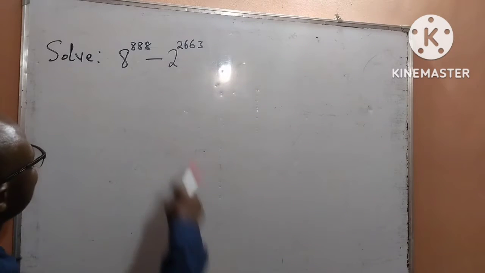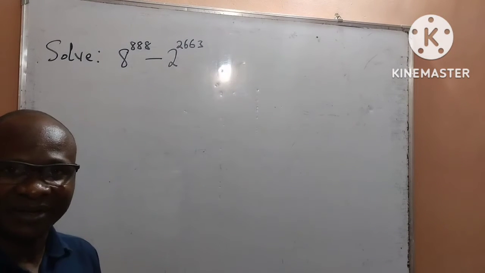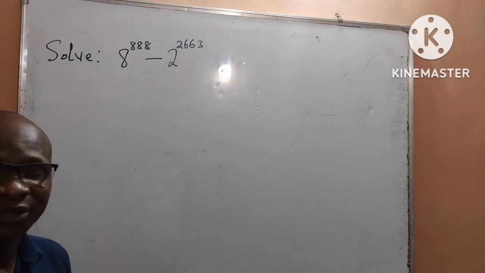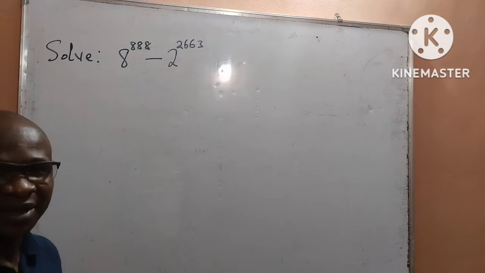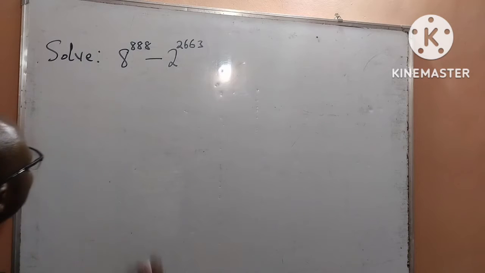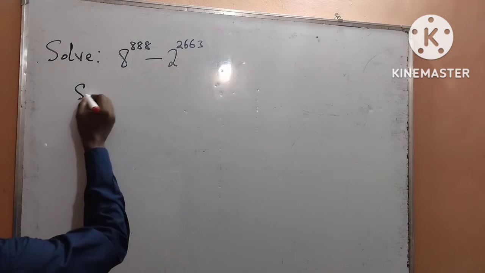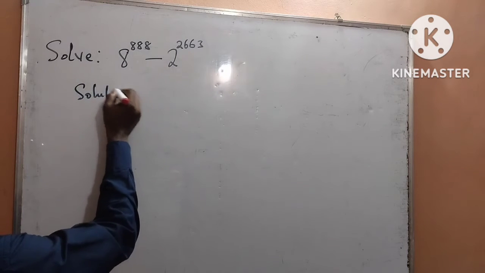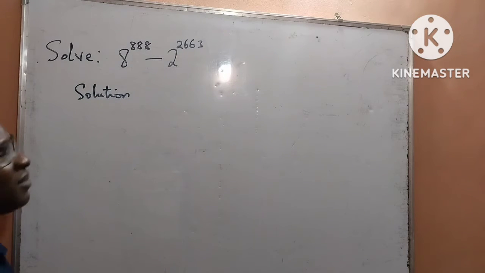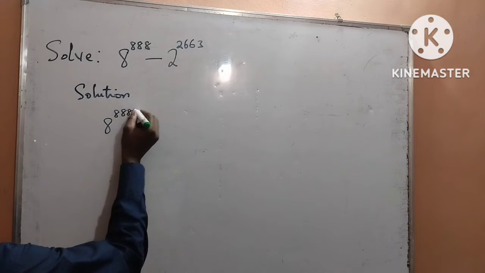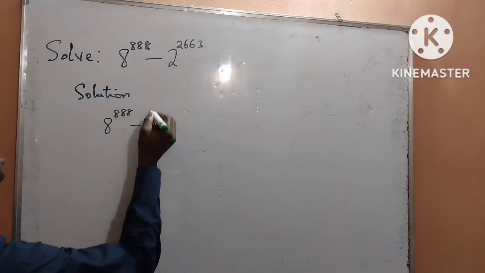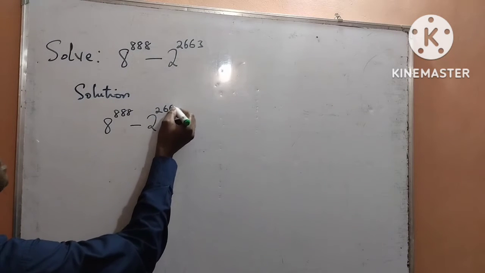Let us solve this question on the board without a calculator. Remember, I am tutor Cletus Okoli. Let's solve it. We are not required to solve with a calculator. Therefore, we dive in. The question we are asked to solve, then the solution. The question is 8 to the power of 888 minus 2 to the power of 2663.